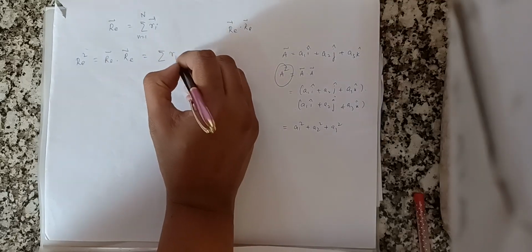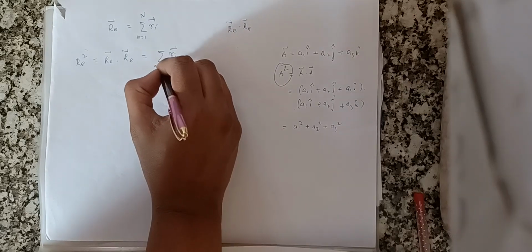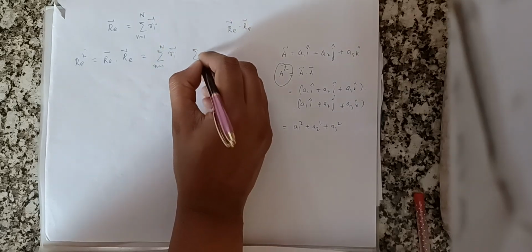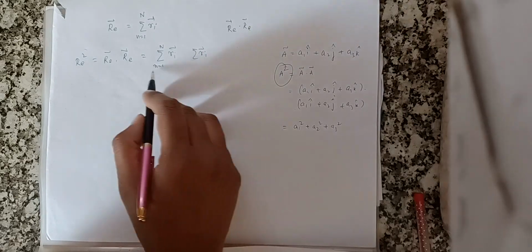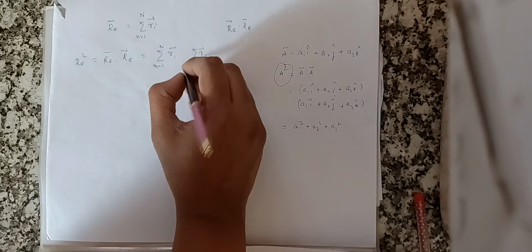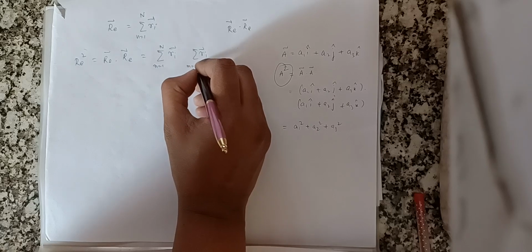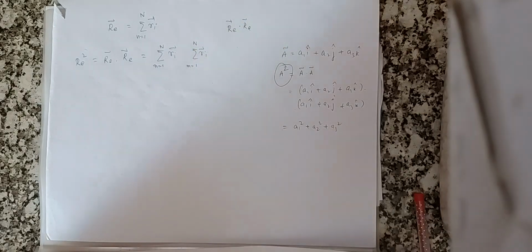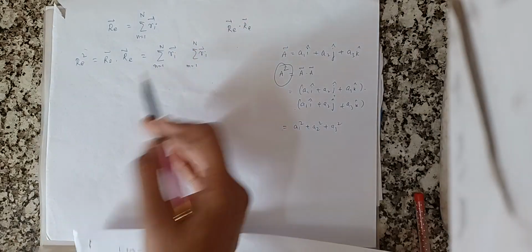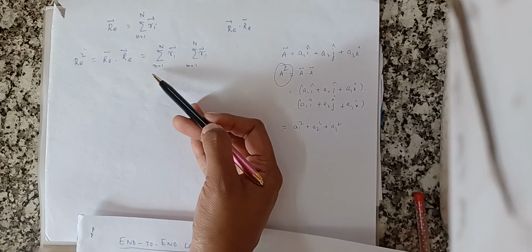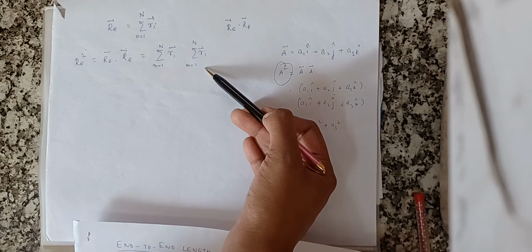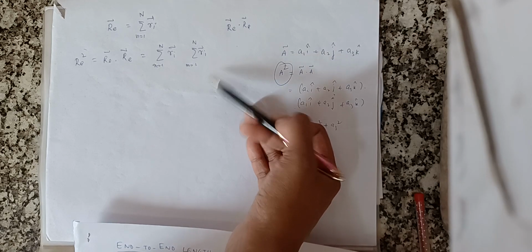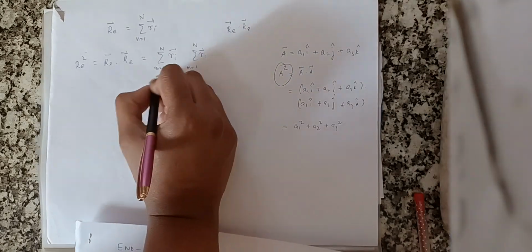Sum over Ri, that is my Re, n equal to 1 to N, and sum over Ri again. What should be my index? Let us take another index, otherwise I will get confused. So m equal to 1 to N. They look the same, right? If you break this up, this is also r1 plus r2 plus r3 plus r4 dot dot dot rn. Same here, r1 plus r2 plus r3 plus r4 dot dot dot rn. Why have I taken m here and n here?